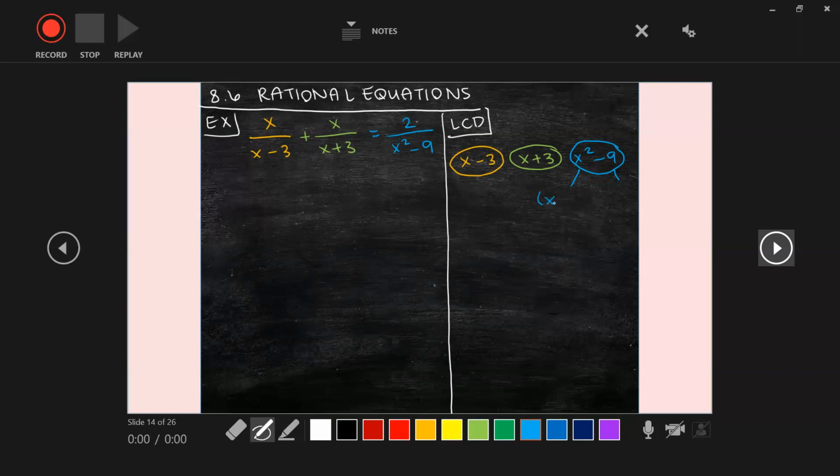x plus 3 times x minus 3. Yeah, because it's a square root of 9, and it's just the plus or minus version of that.